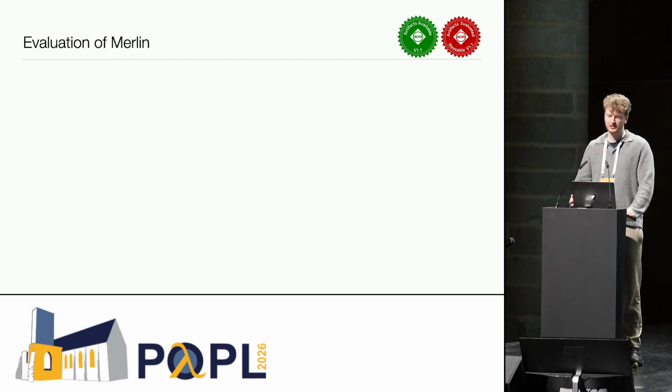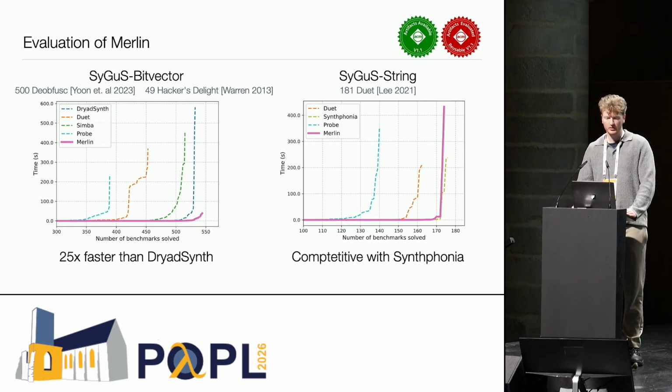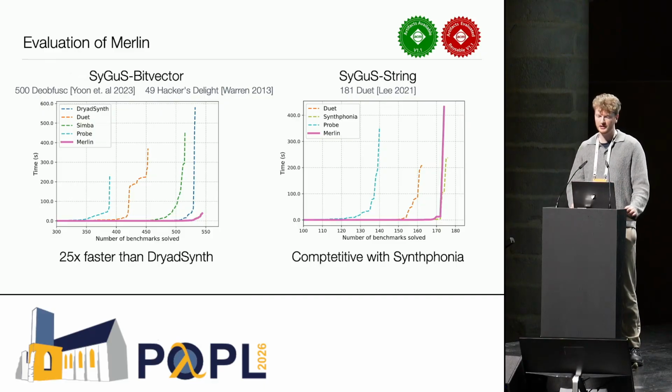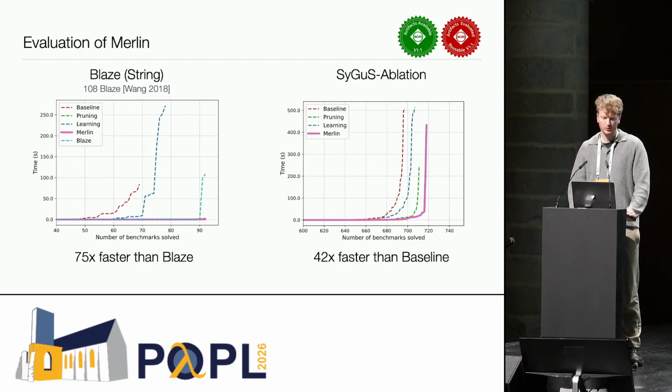And we implemented this in a tool called Merlin and evaluated it on the SyGuS benchmarks. So on the bitvector domain, we are 25 times faster than DryadSynth, which is the next best tool on the bitvector domain. On the string benchmarks, we are competitive with the Synthonia string solver. Then we also compared against Blaze, which can also solve strings, and we are 75 times faster than Blaze. And against the baseline implementation, which does not use the pruning and does not use the learning, but you haven't seen that part, we are 42 times faster than the baseline.